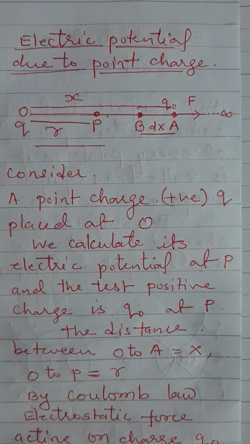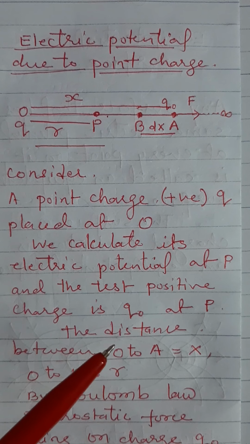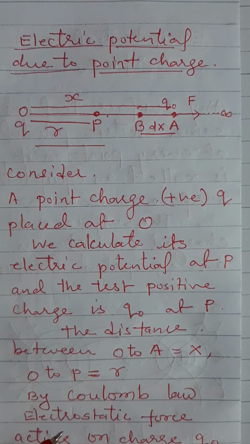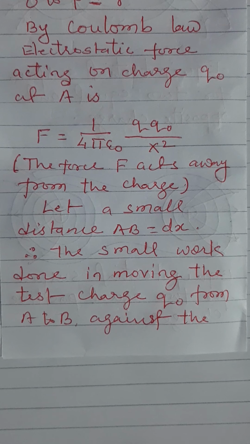By Coulomb's law, the electrostatic force acting on the charge Q naught at A is given by what? It is F equals 1 by 4 pi epsilon naught Q into Q naught by x square. And the force F acts away from the charge. That means the force given by Coulomb's law between O and A is F equals 1 by 4 pi epsilon naught Q into Q naught by x square.